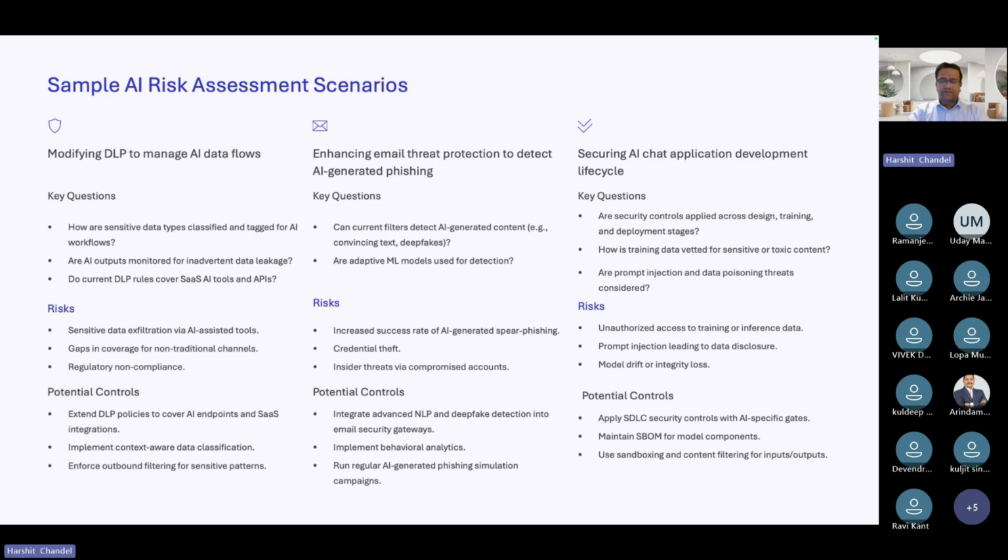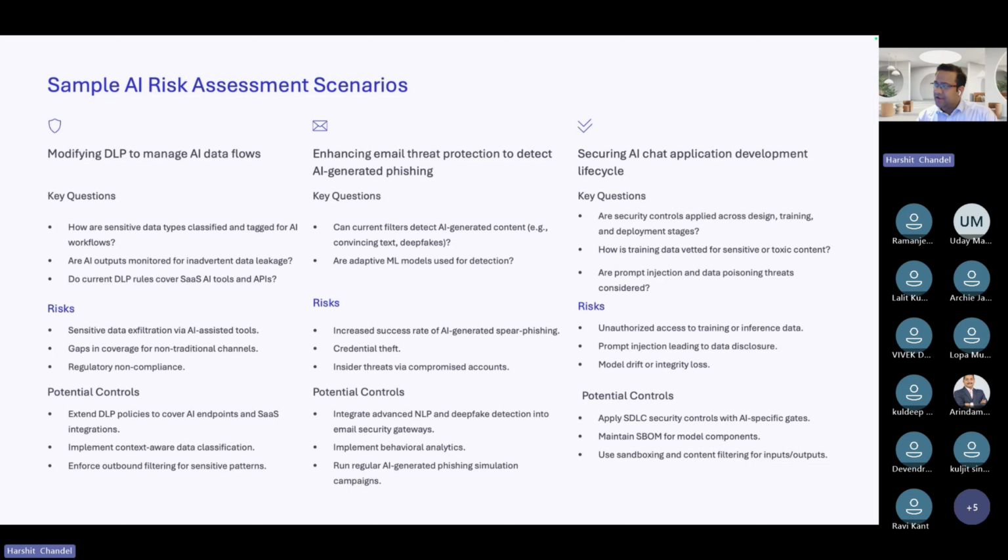the tools and technology which you have implemented to detect phishing, are they capable enough to identify the attacks which are enhanced by leveraging AI? So phishing attack is just one simple example. There are many more use cases around it.